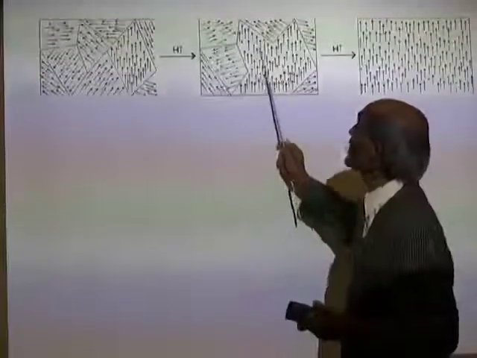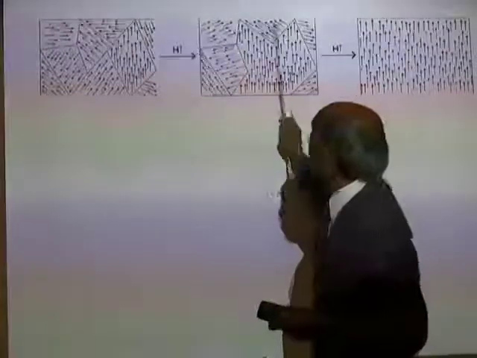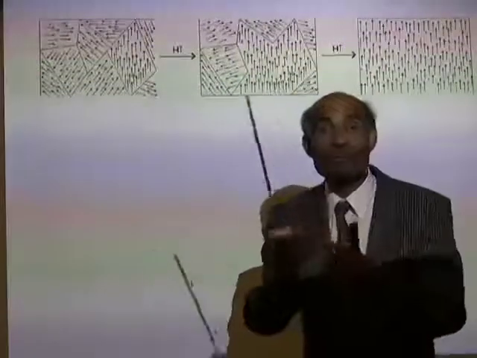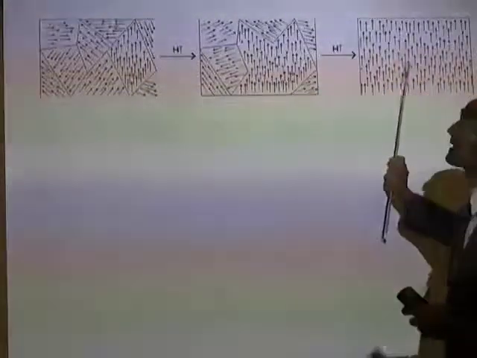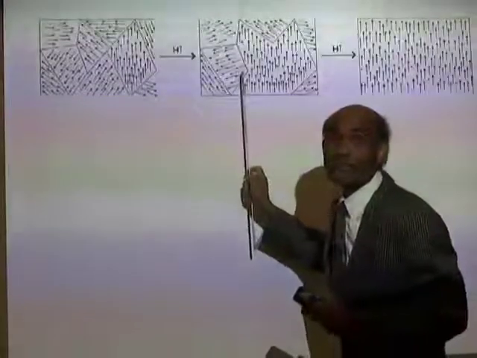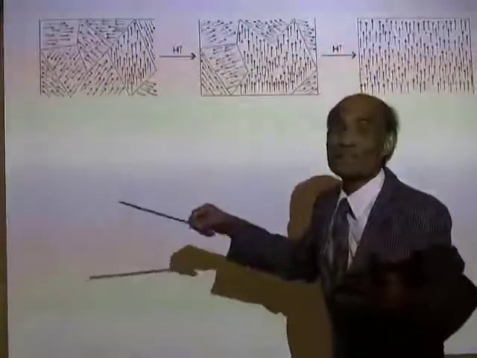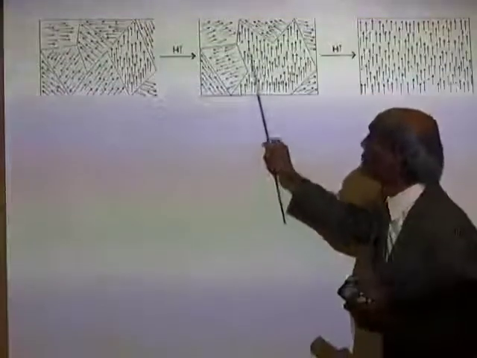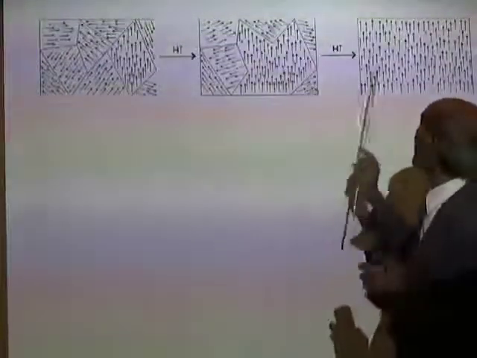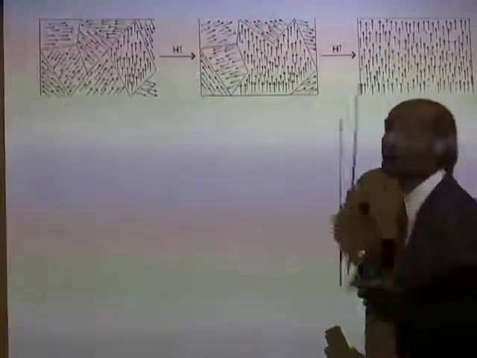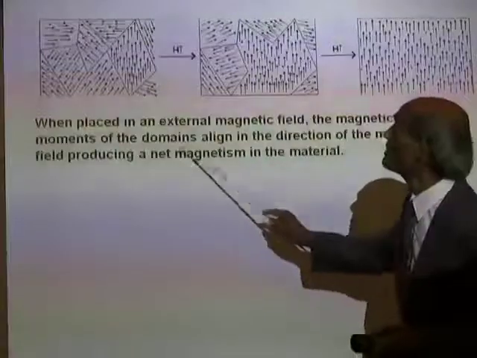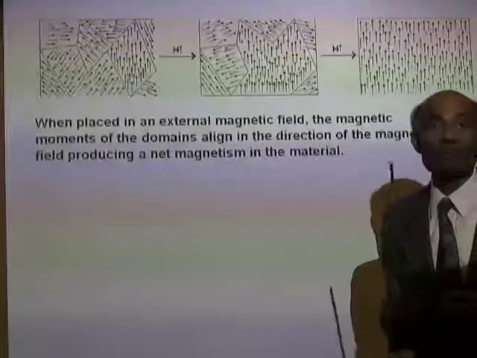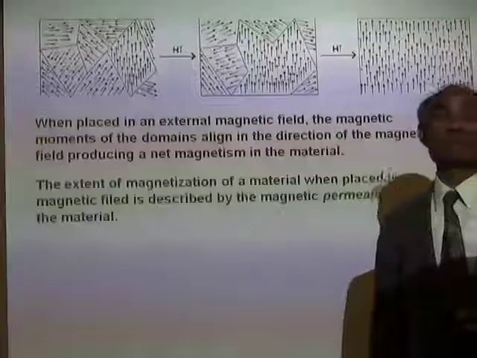Here is another example of this random arrangement of domains. But the moment you subject this material to an external magnetic field, all these magnetic moments, all these domains will align in the direction of the magnetic field like this, the diagram on the right. That means when a magnetic material like this is subjected to a magnetizing force, which is an external field, these magnetic moments will align themselves in the direction of the external field, making that object a magnet. So, when placed in an external magnetic field, the magnetic moments of the domains align in the direction of the magnetic field, producing a net magnetism in the material.